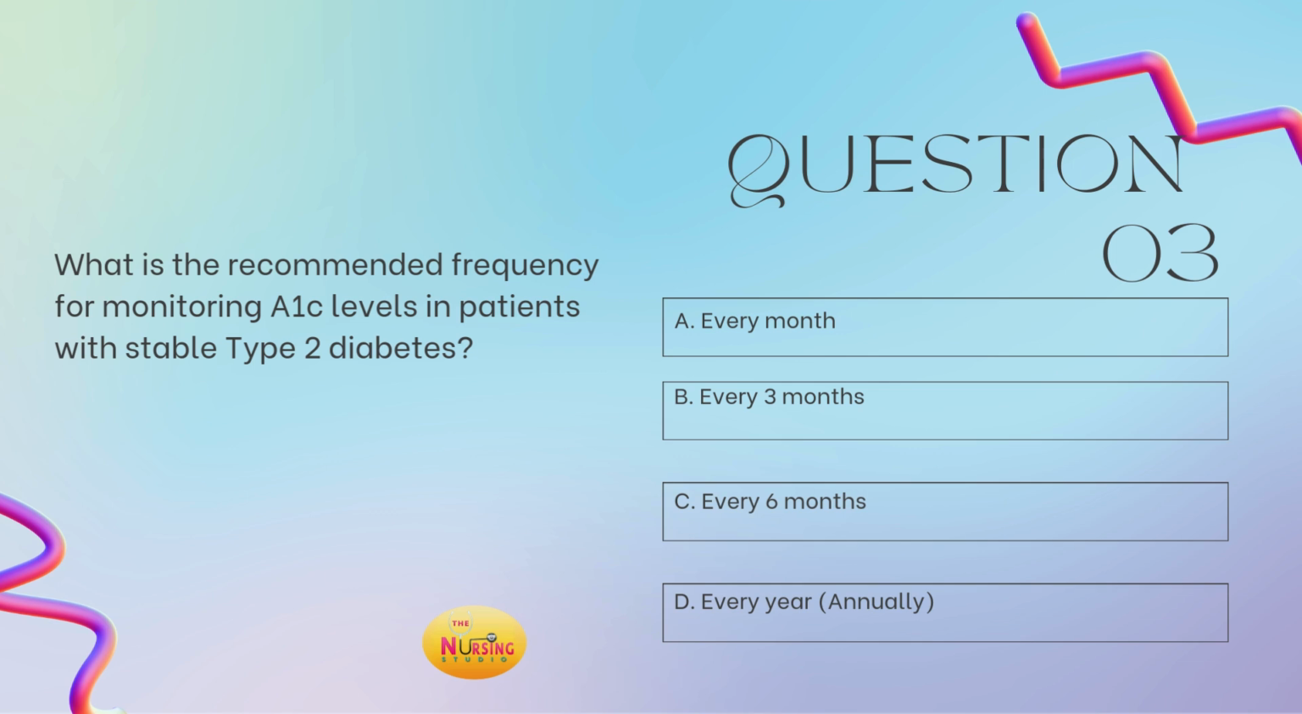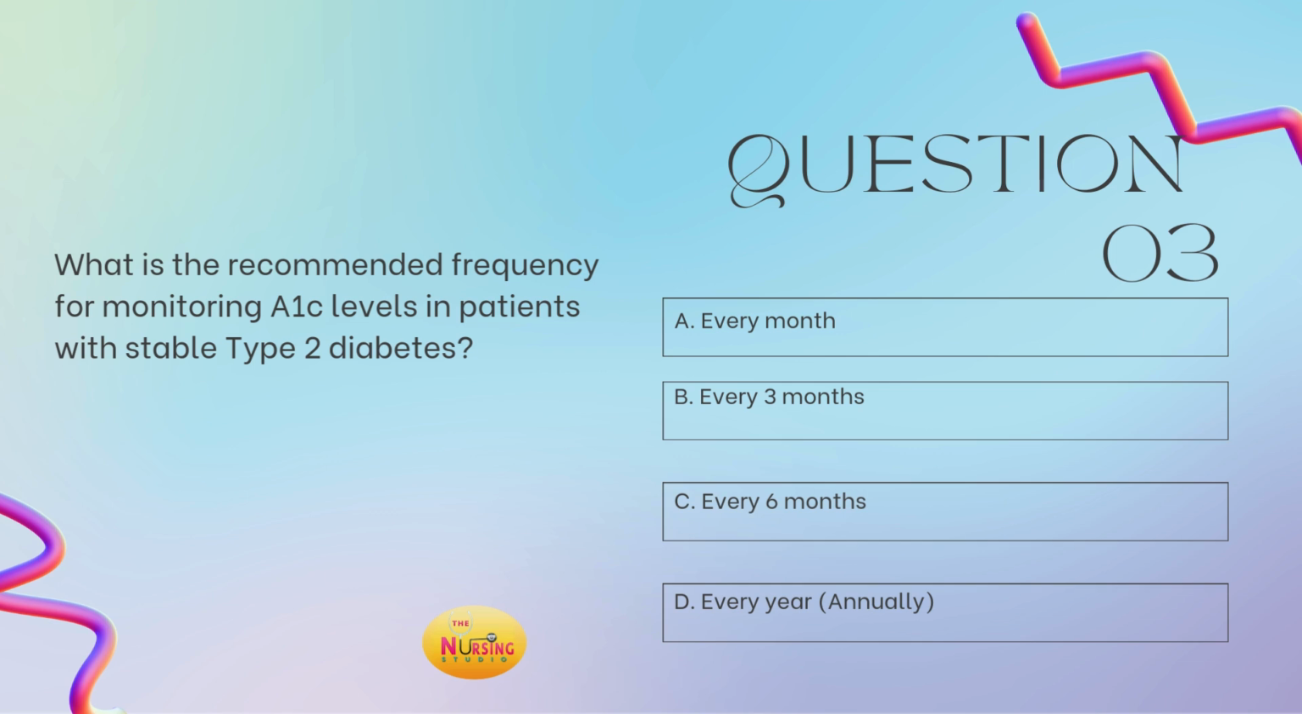All right, same thing for this one. The stem is the question. What is the recommended frequency for monitoring your A1C levels in patients with a stable type 2 diabetes? And remember, for this, the best answer is C, every 6 months. Pay attention to the keyword stable. For someone who has stable A1C in our diabetic population, guidelines state to assess your A1C every 6 months.